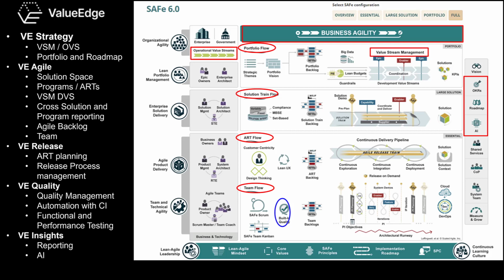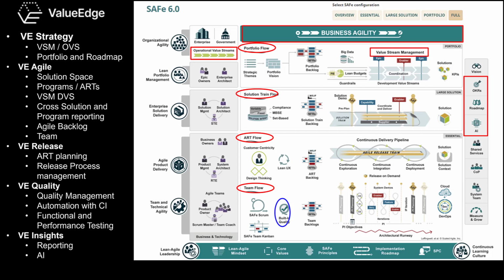And on the right side, don't forget reinforced emphasis on objectives and key results, on the OKR framework, on roadmapping capabilities, and last but definitely not least, the AI capabilities. So we're going to touch on all of those in the demo. But let me start with the ValueEdge strategy module at the very top.